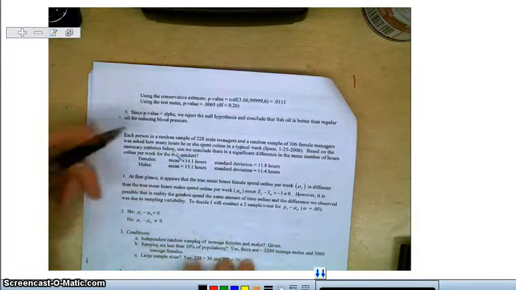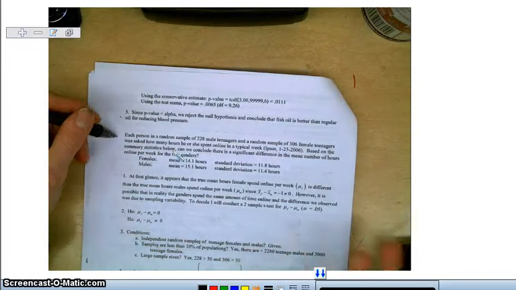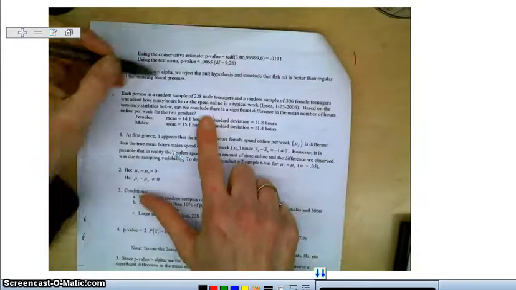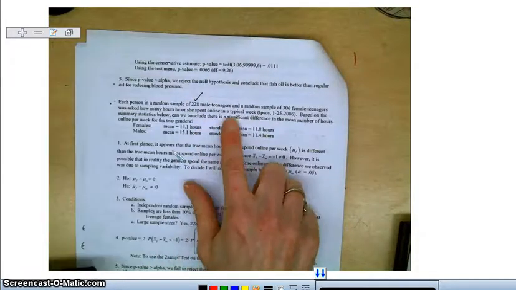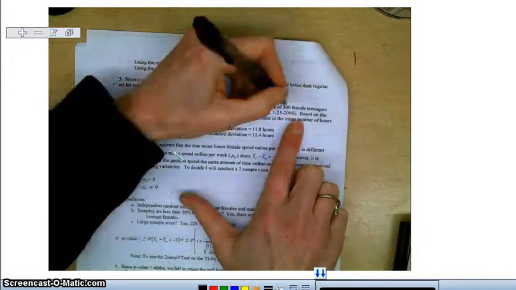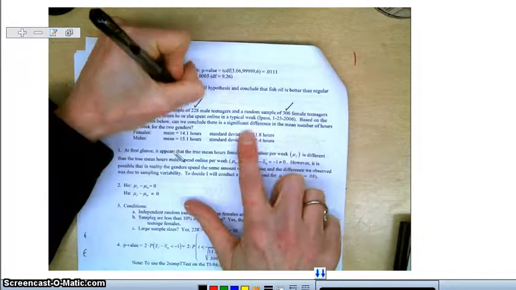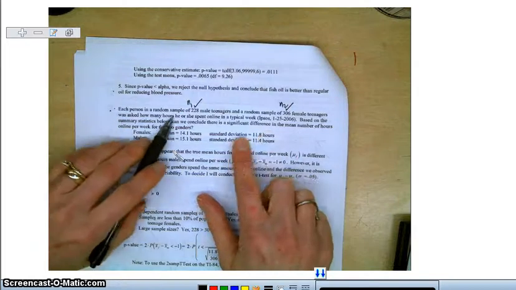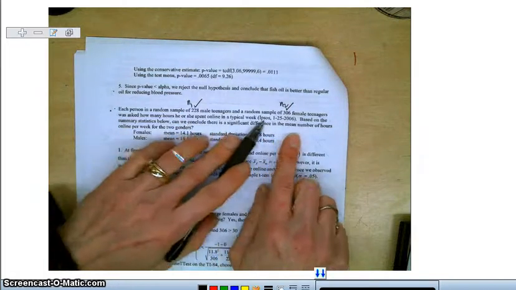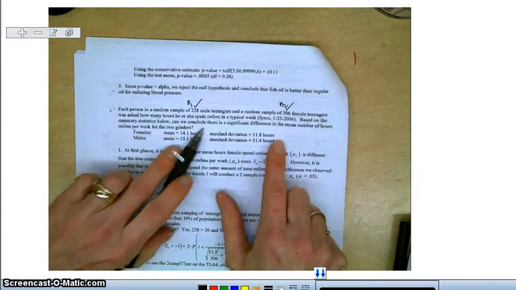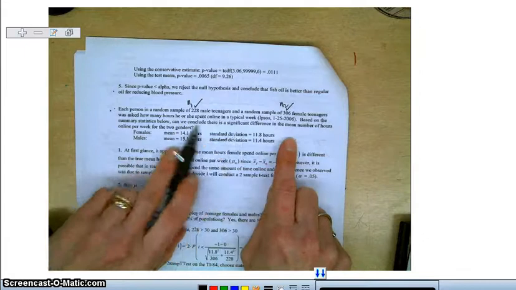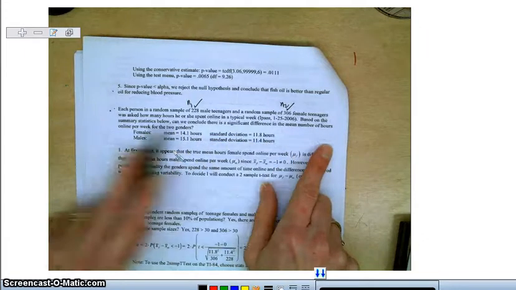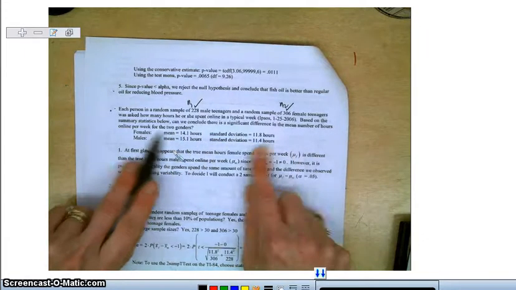Alright, so now we have another example here that's already walked through for us, so I'm going to move through it kind of fast so we don't have to start another video. Each person in a random sample of 228 male teenagers and a random sample of 306 female teenagers, there's N1 and there's N2, was asked how many hours he or she spent online in a typical week. Based on the summary statistics below, we can conclude there is a significant difference in the mean number of hours online per week for the two genders.